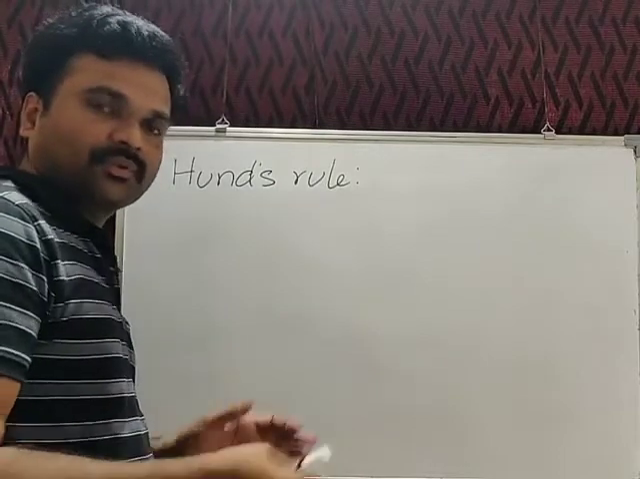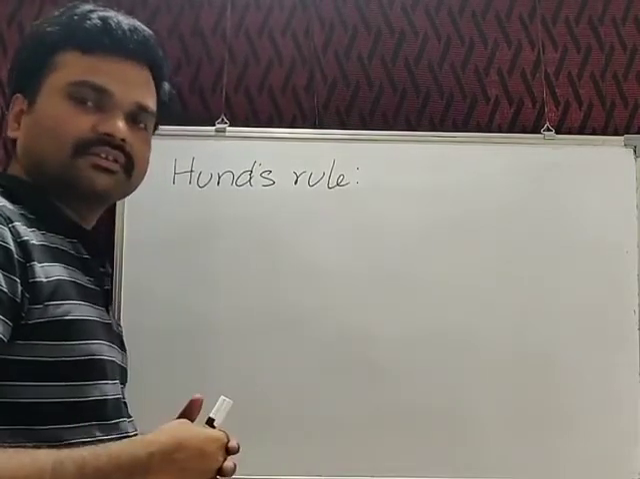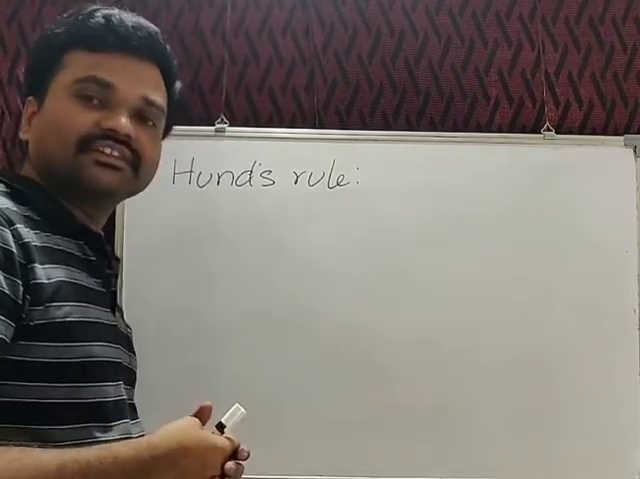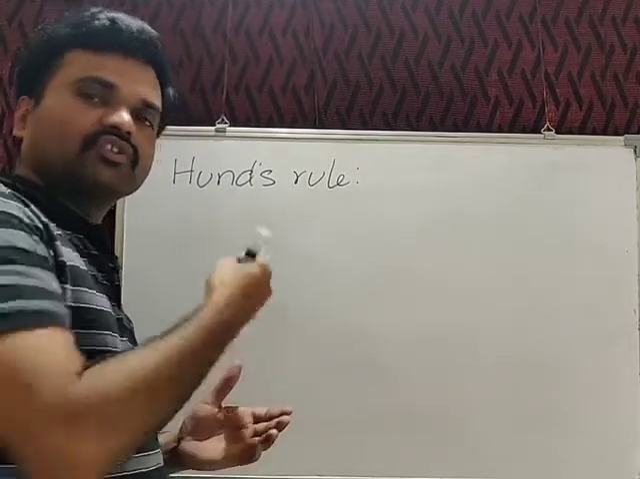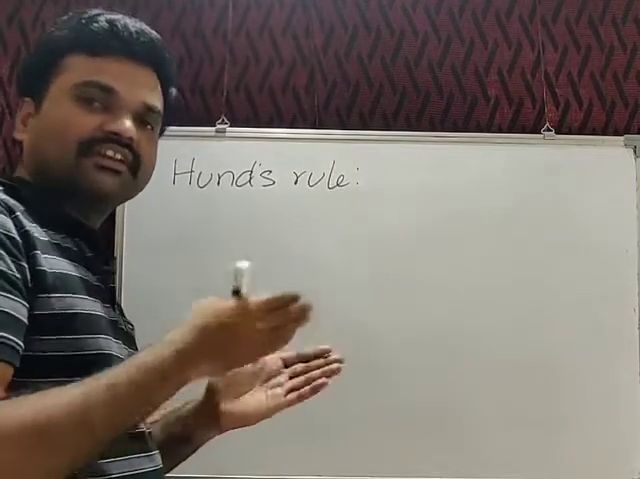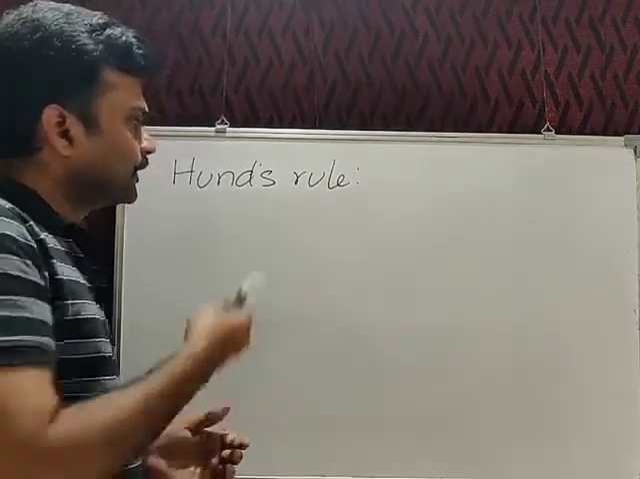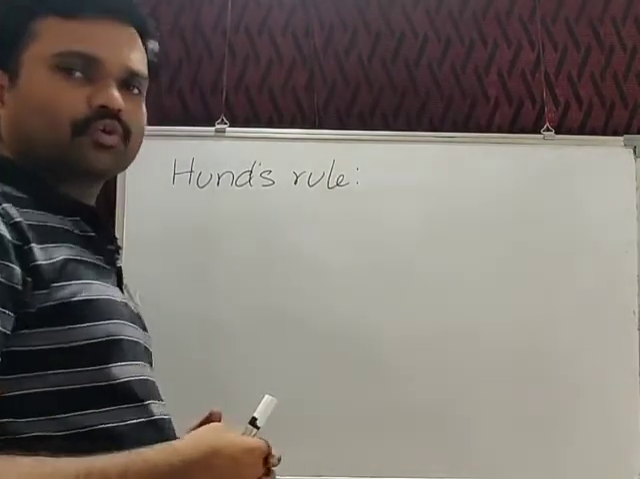a subshell. That means the orbitals with the same energy. We call these orbitals with the same energy degenerate orbitals. Now, Hund's rule explains how electrons occupy orbitals which are degenerate. Let us see the Hund's rule statement.